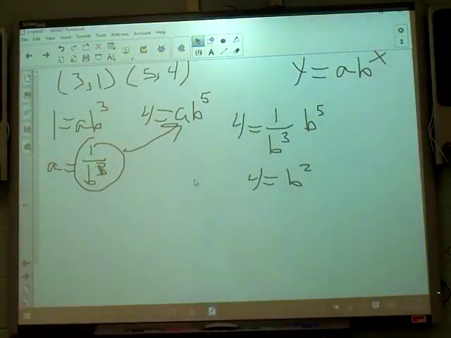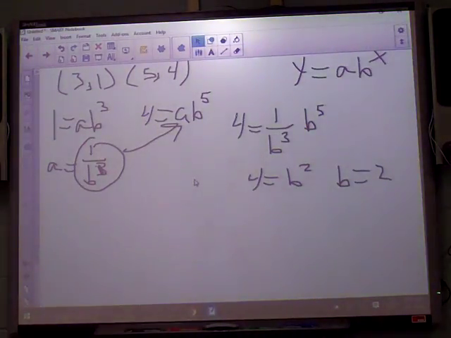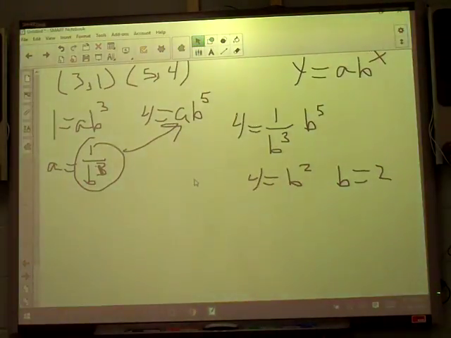How do you undo a squared to figure out B? Take the square root. So B would be the square root of 4, so it would be 2. Guys, plug both those in for double.